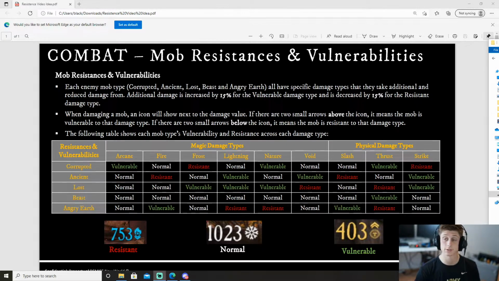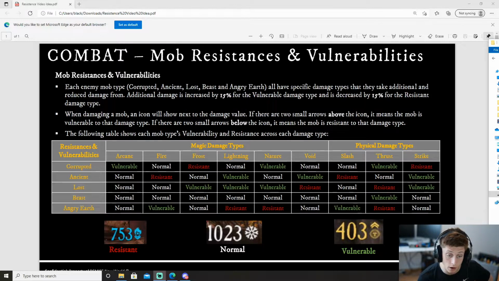All right, mob resistance vulnerabilities, really what is it? Each enemy mob type, corrupted, ancient, lost, beast, and angry earth, all have specific damage types that they take additional and reduced damage from. Additional damage is increased by 15% for the vulnerable type and decreased by 15% for the resistant type. When damaging a mob, an icon will show up next to the damage value.